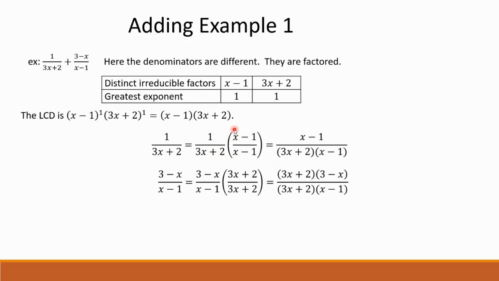From here, we're going to get 3x plus 2 times x minus 1 on the bottom, and we just get x minus 1 on top, x minus 1 times 1. Down here, for the second expression, 3 minus x over x minus 1, we're missing the 3x plus 2. So we're going to multiply the bottom by that. We're also going to multiply the top by that, as you can see.